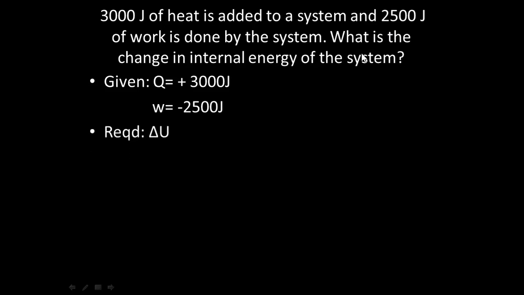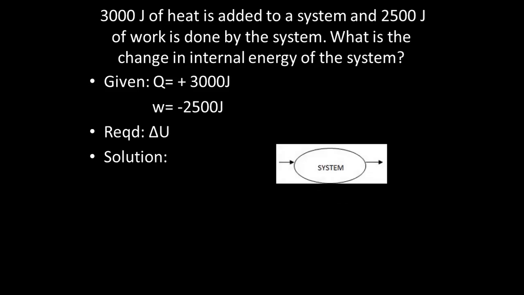We are required to determine the change in internal energy, or ΔU. As we proceed with the solution, we are given a system and we are required to determine the change in internal energy. Since the heat is applied to the system, Q is positive 3,000 joules. And since the system exerts work, our W is negative 2,500 joules.